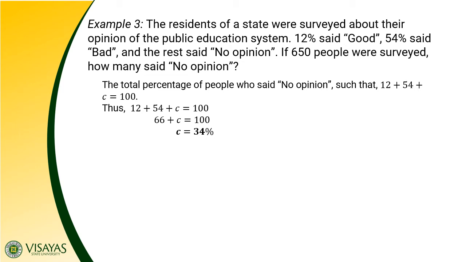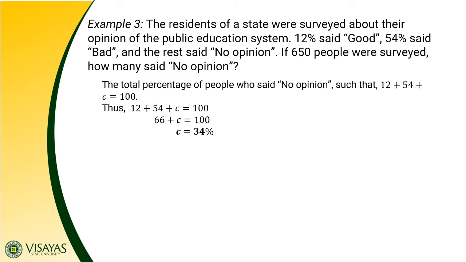Saan ba nakuha or ano ba ini? Na 12, 54, and C. Yung 12 is yung 12% na nagsabi ng good, di ba? Yung 54 said bad, and C, yung C natin is yung the percentage of people who said no opinion. Wherein, if you're going to add these 3 percentages, that will equal to 100%. Or yung 100% ng ating respondents or yung residents or those people surveyed.